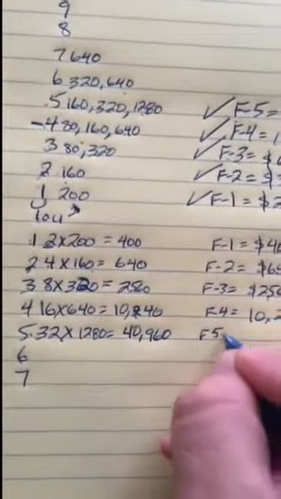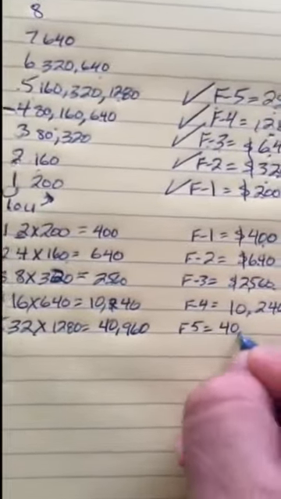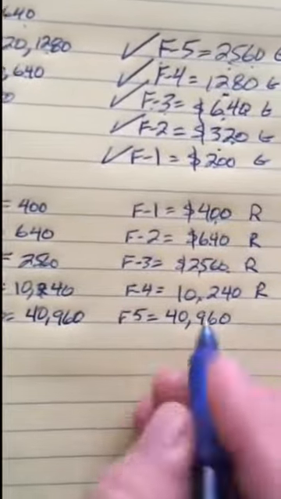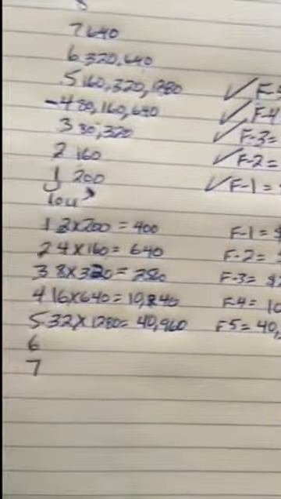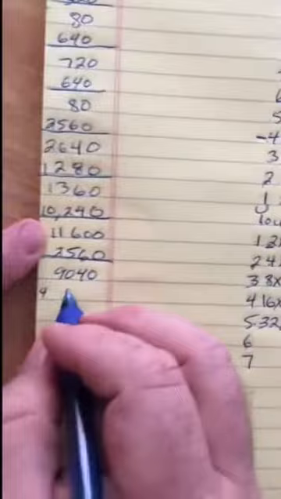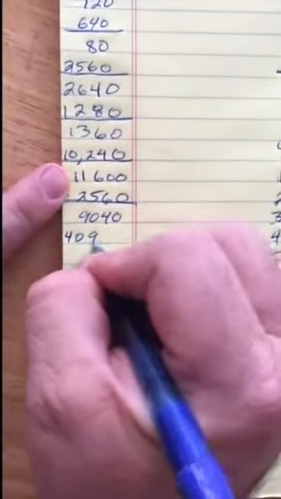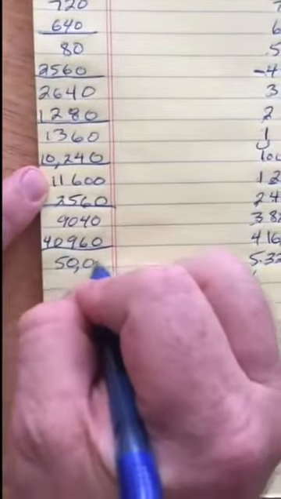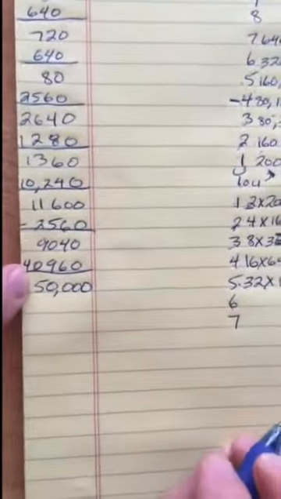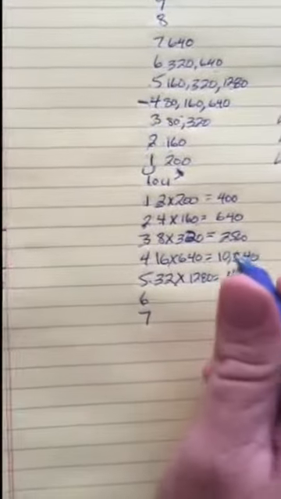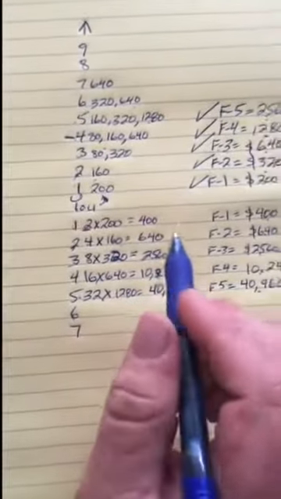So floor 5 equals 40,960. We're going to take that, add it to our 9,040. 40,960, and guess what? That comes up to an even $50,000 flat. Now, stay with me. We've got 2 more stairs to climb.